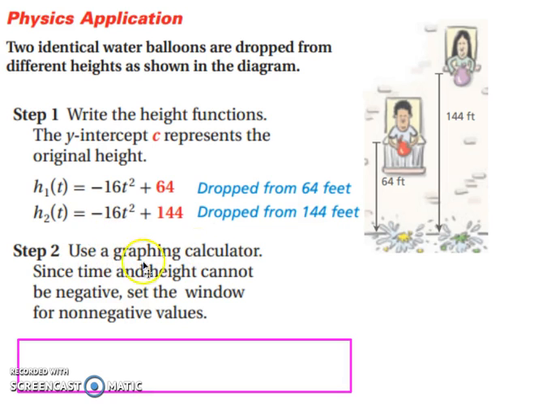So now you can use a graphing calculator. Since time and height cannot be negative, set the window for non-negative values. When does each water balloon reach the ground? To answer that question, you want to look at your x-intercepts. So where does the graph hit the x-axis? That's also when it hits the ground. So the balloon that was dropped at 64 feet will reach the ground in 2 seconds, and the balloon dropped from 144 feet is going to reach the ground in 3 seconds.